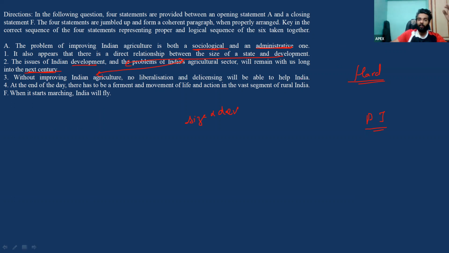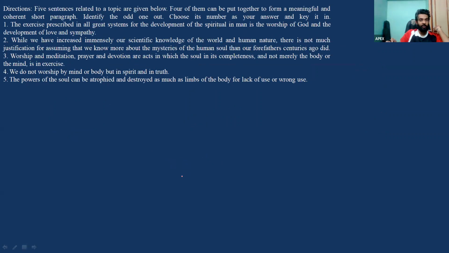No liberalization, nothing will be able to help India. Correct. And we can clearly say that this is going to be the conclusion because it's at the end of the day. That's one of the structural signposts that we have learned in the class. Right. So one thing that you have to look at over here is that there's already a link between each of the statements. So the answer will obviously be A, 1, 2, 3, 4, F. Okay. All right. So this is the last question.